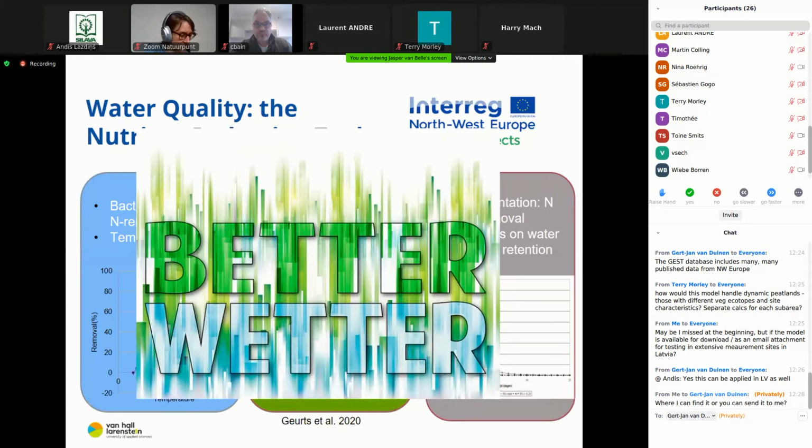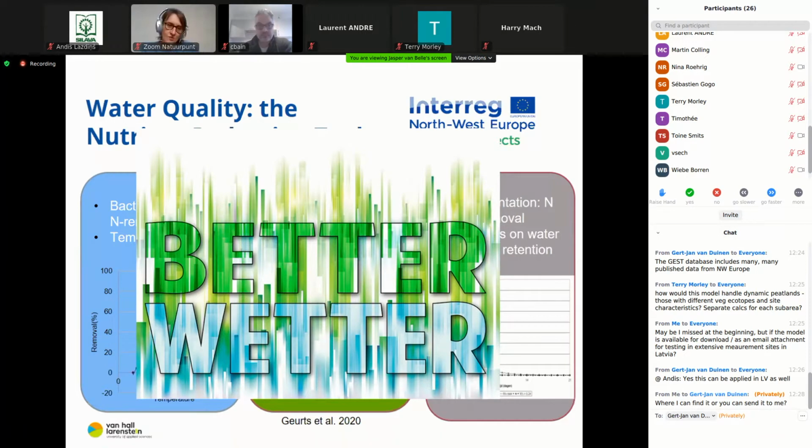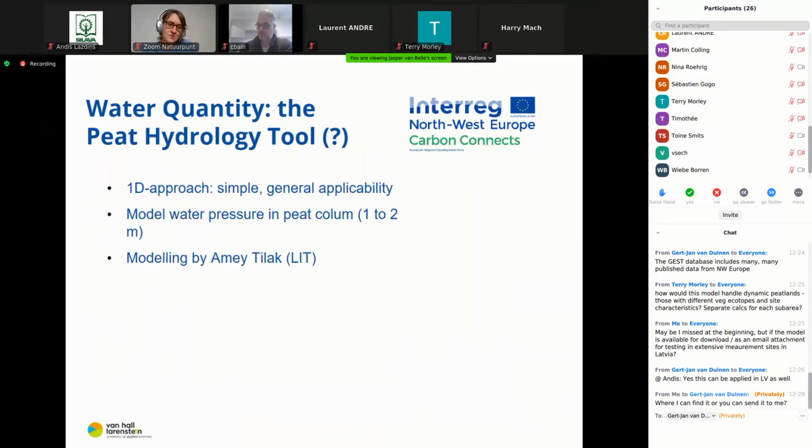This is something that we're doing together with another project we're involved in, called Better Wetter. Actually, the first version of this is to make this applicable in a wider set of landscape types for carbon kinetics. And then we have the water quantity, which I termed the peat hydrology tool, but I'm not sure that's a very accurate name. Maybe it should just be the peat water tool, or if you have any good suggestions, please let me know. A lot of work on this is being done by Ame.